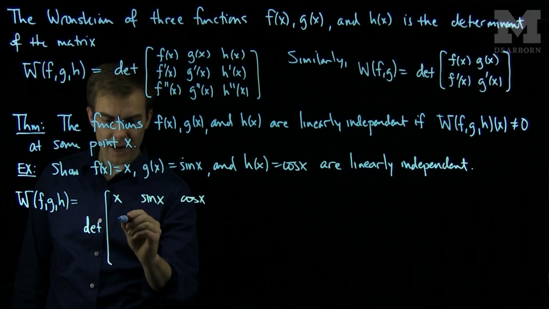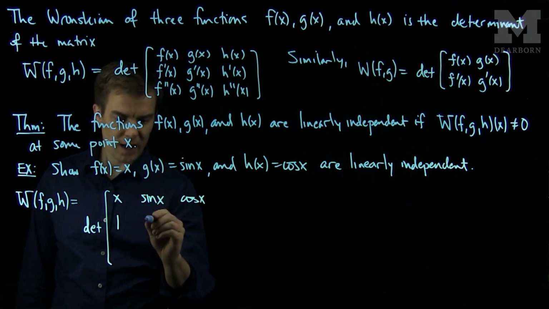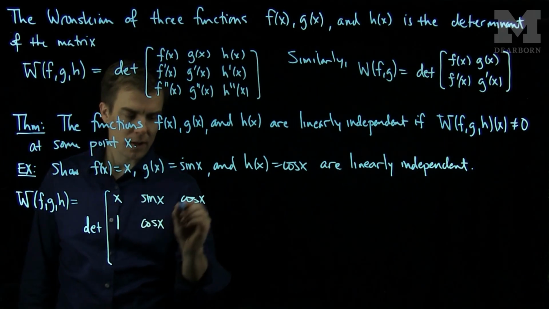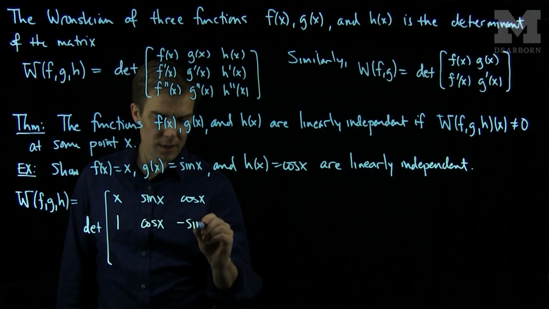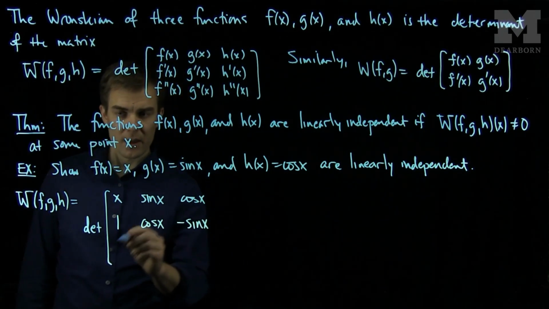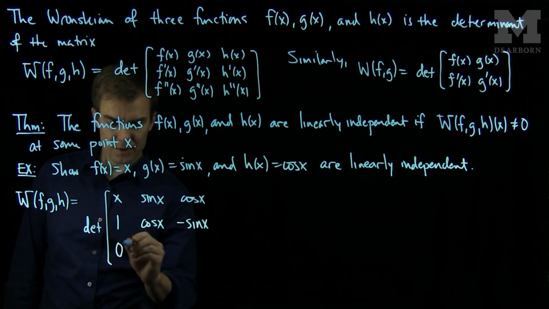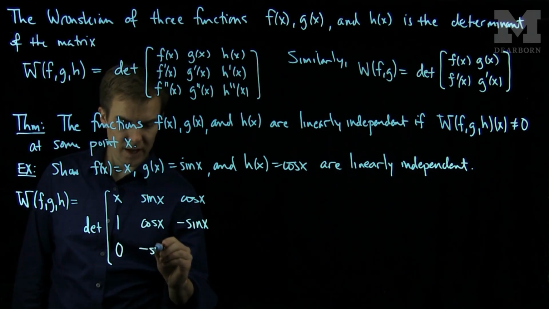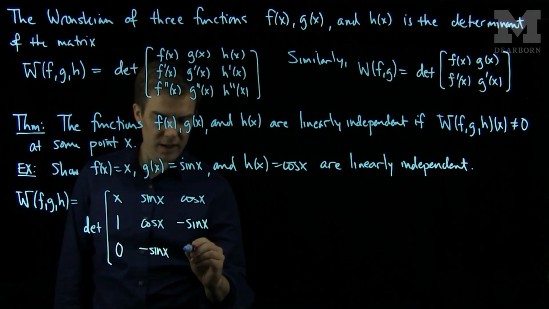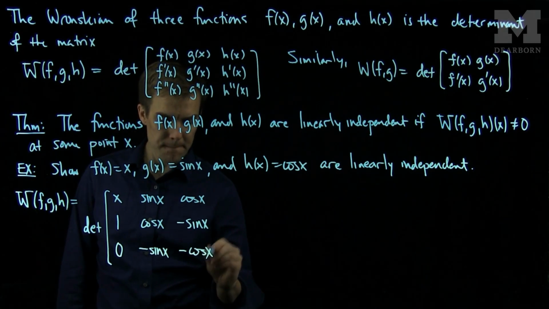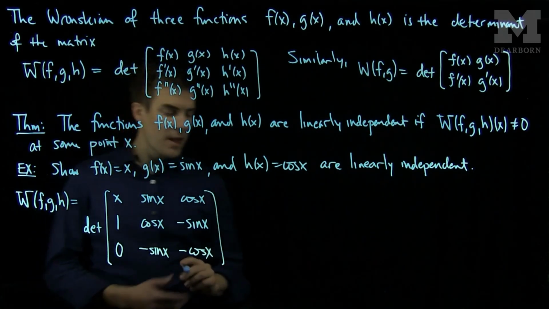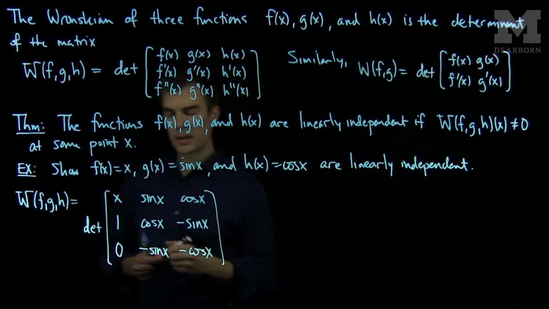The derivative of x is 1, the derivative of sine is cosine, and the derivative of cosine is negative sine. Then we do the derivative of the second row in the third row. The derivative of 1 is 0, the derivative of cosine is negative sine, and the derivative of negative sine is negative cosine. Now, to compute the determinant, we recall what we did in Calc 3.